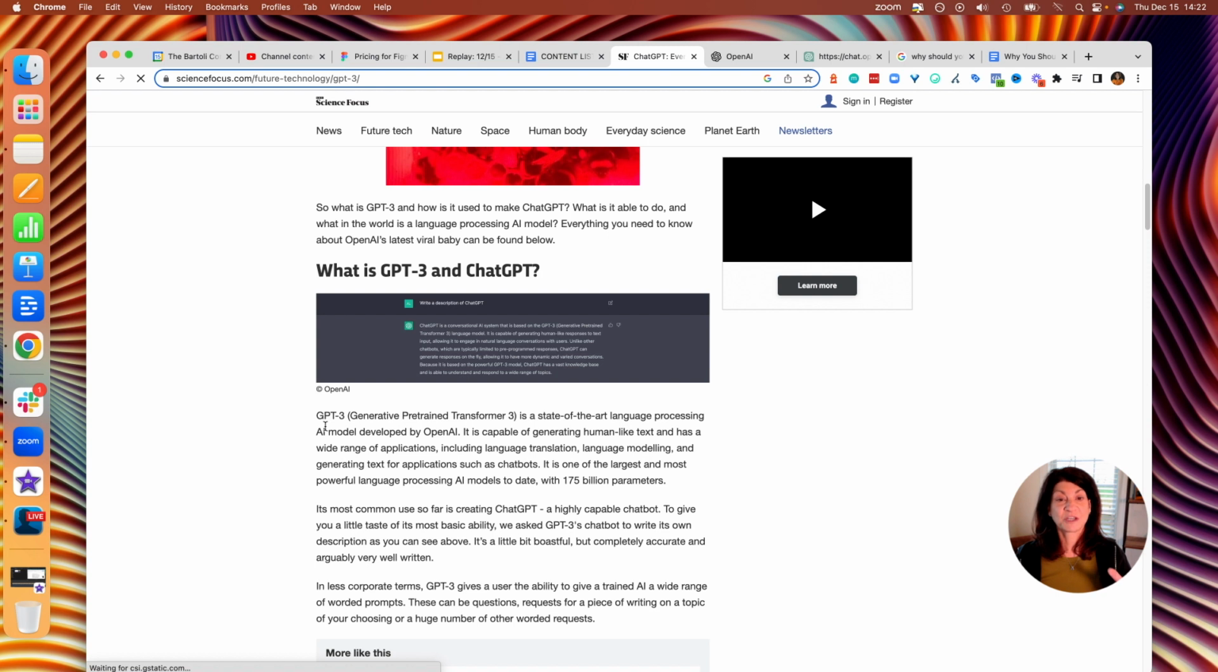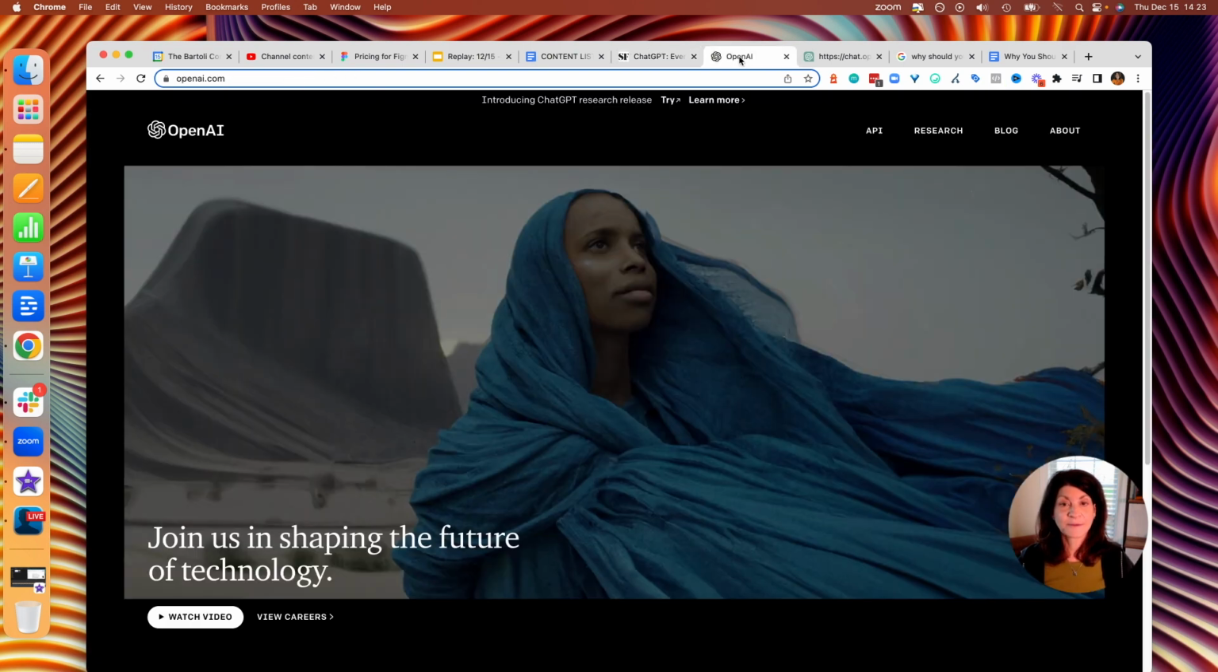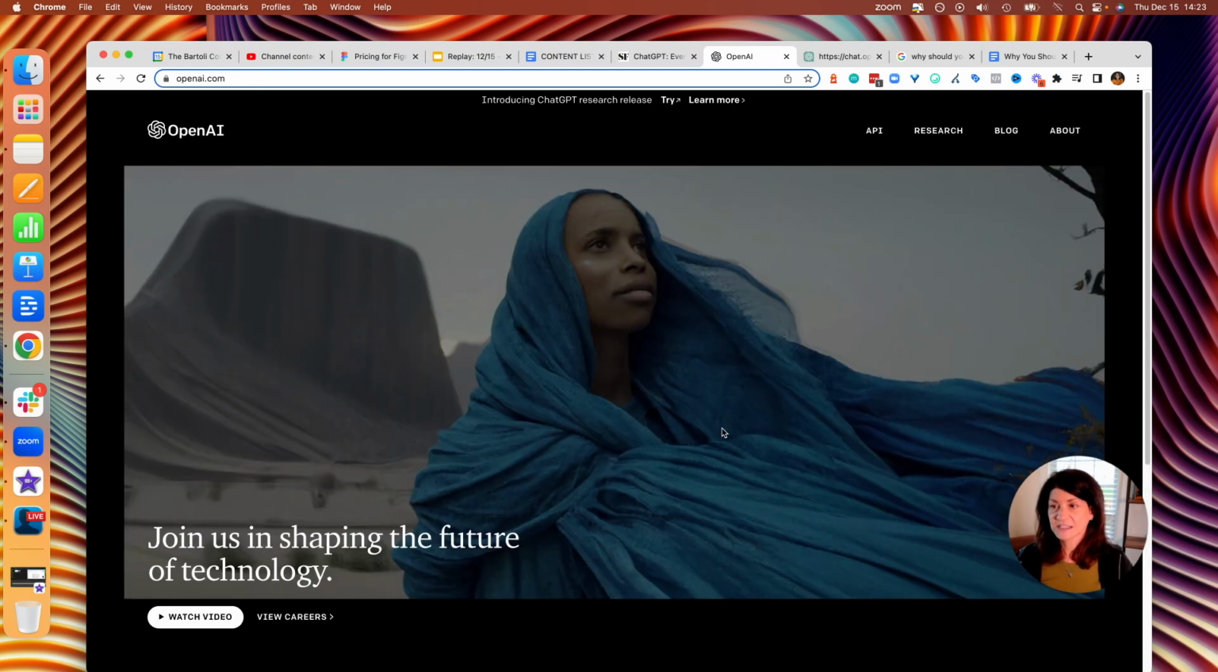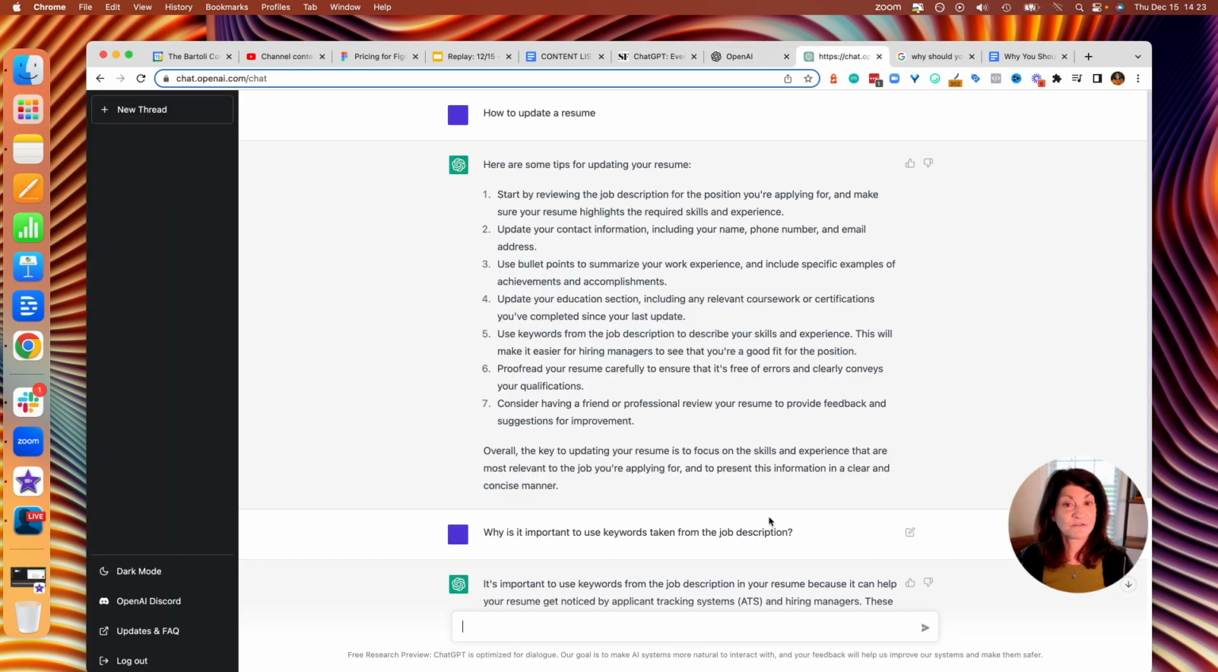What is ChatGPT? ChatGPT, and this is the third generation, is Generative Pre-trained Transformer 3. It is the state-of-the-art language processing AI model developed by OpenAI. This has been what everybody's been talking about, and you've probably seen lots of people having conversations around how this will change the game from a search perspective. Will we need writers anymore? And so that's what I want to address with you today.